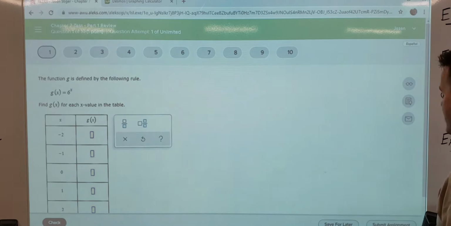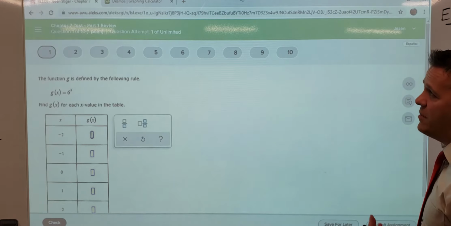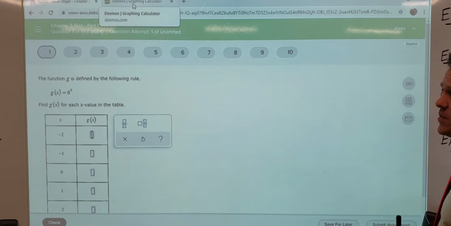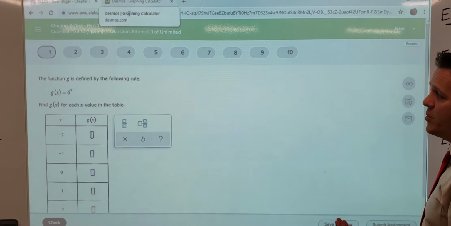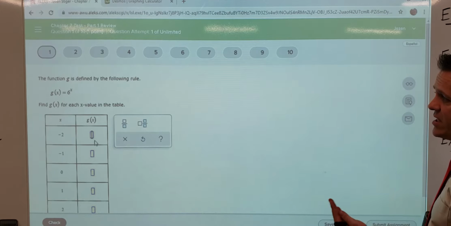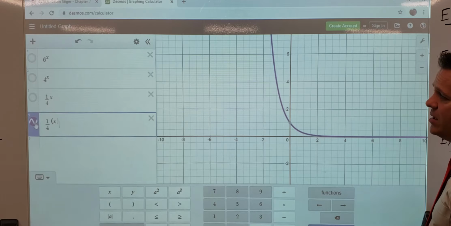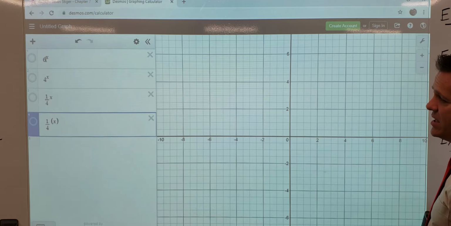First and foremost, I am going to be using Desmos to show some of you this, but I will also show you how to do it by hand as well. Number one on the board here: g of x is 6 to the x. Fill out this table here. So in Desmos, I'd come in here and I would put in 6 to the x.